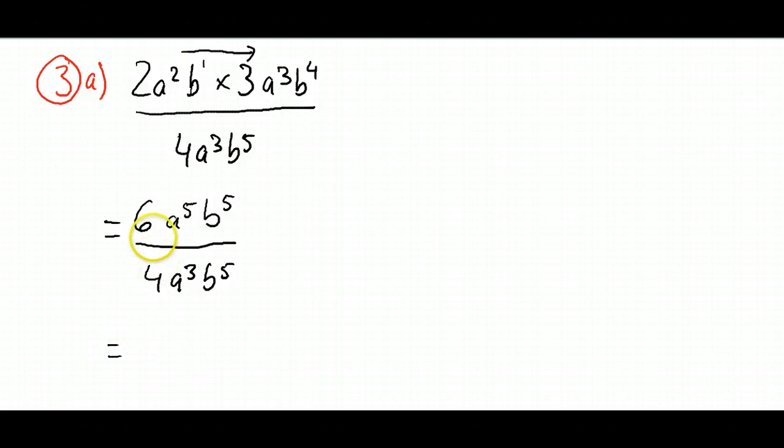Now 6 over 4 we can simplify to 3 on 2. And then a to the 5 minus a to the 3 is going to be a to the 2. We're minus 3 from 5. And then b to the 5 divided by b to the 5 is just 1, which we don't need. There's no point writing it. So we can just leave that out. So there we go. That's as simple as you can make it.